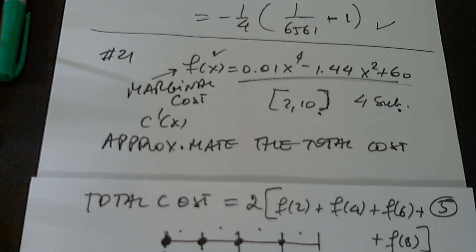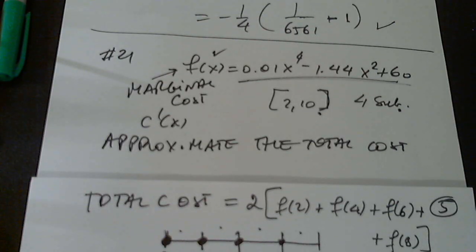Here's how I will enter Y. I will highlight the name of the list. I will put 2 in front. I will open the parenthesis, and I will put the function as 0.01 times list L1 to the 4th power. These are all my X's. They're in list L1. Then minus 1.44 list L1, of course, my X, squared. That's the function. And then plus 60.